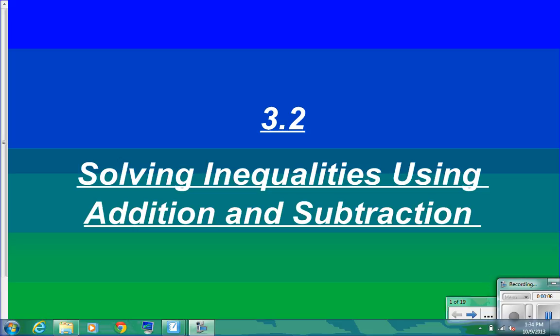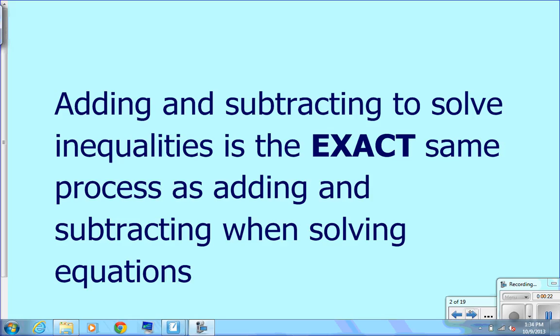Today we are actually going to incorporate both 3-2 and 3-3 into this presentation. So we're going to be solving inequalities using addition and subtraction for 3.2, and for section 3.3 we're going to be working with multiplication and division. So let's get started. Adding and subtracting to solve inequalities is the exact same process as adding and subtracting when solving equations.